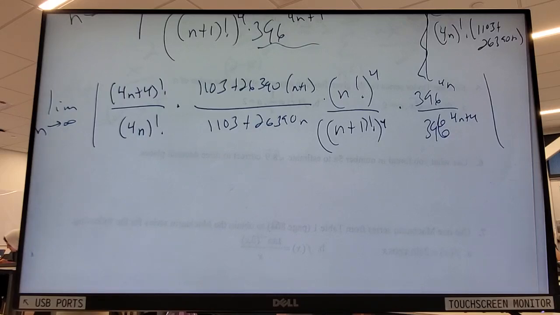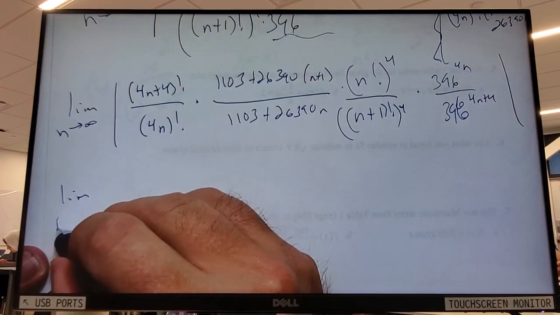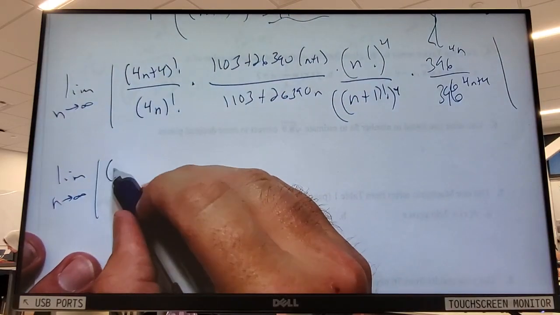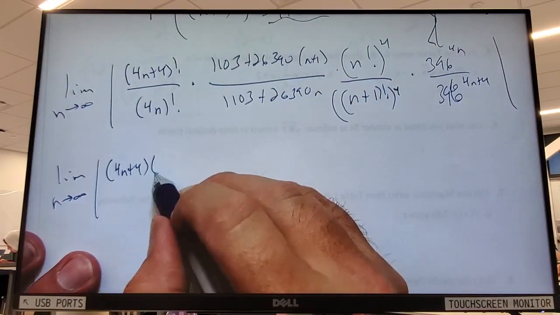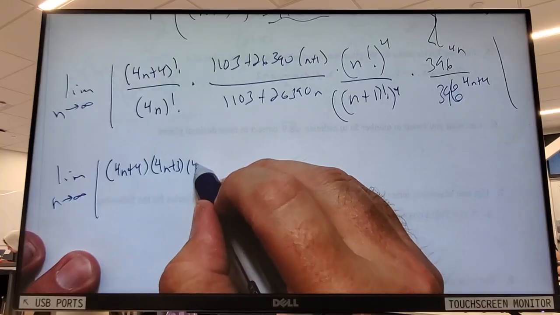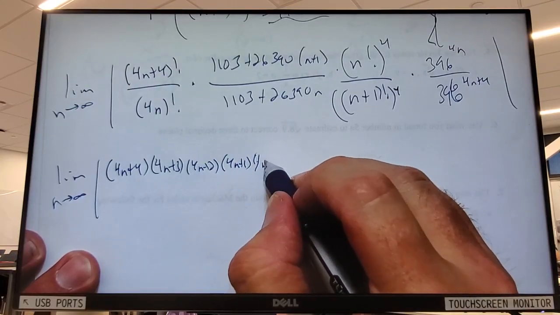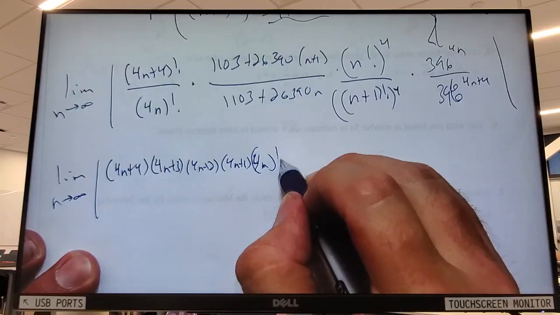See how disgusting that part looks? It's easy. Let's see if you guys agree with me in a minute. Okay, somebody now tell me, what are you putting on the top? 4n plus 4 times 4n plus 3 times 4n plus 2 times 4n plus 1 times 4n factorial. Oh man, I really petered out at the end.